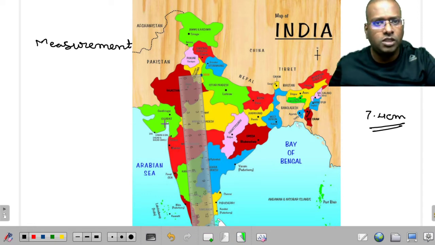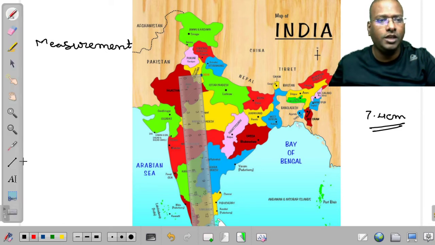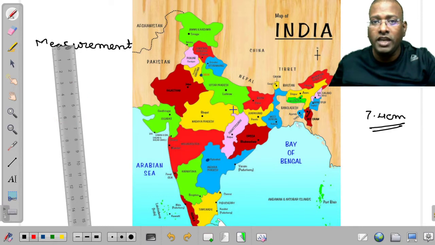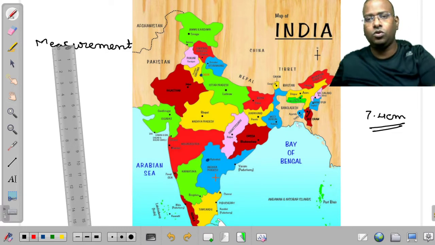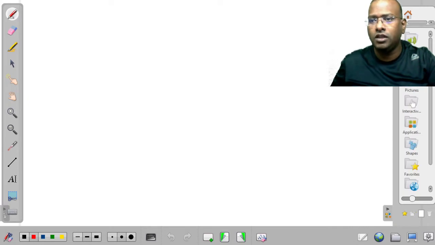So to measure this particular diagram, the scale which we are using here is not sufficient. This scale is not going to be sufficient for this. Then what do I have to do? We need a scale which can read this particular drawing. So how is it, sir? Let us consider another picture here.